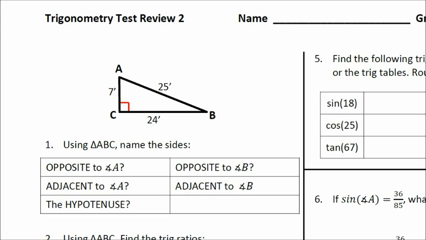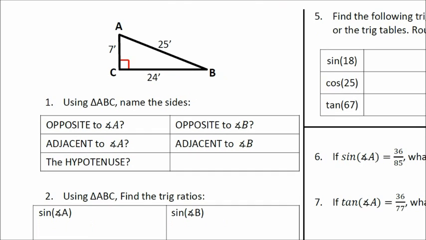We are starting off with question number 1 on the Trig Test Review 2 worksheet. Question number 1. Using triangle ABC, name the sides. Well, we know, class, that this side is always going to be the hypotenuse. AB in this triangle is the side that doesn't touch the right angle. That's going to be the hypotenuse.